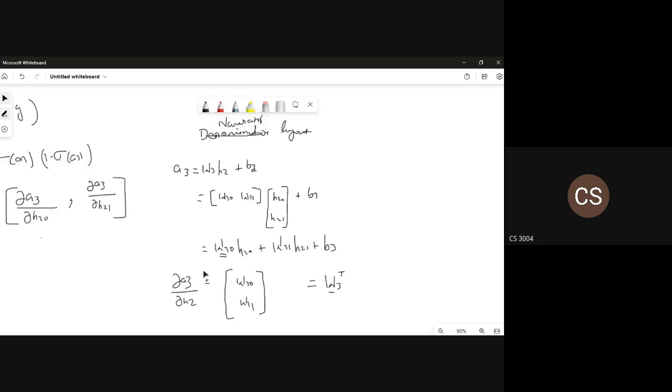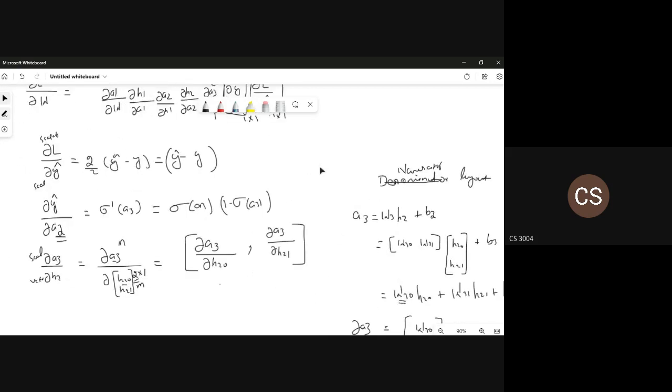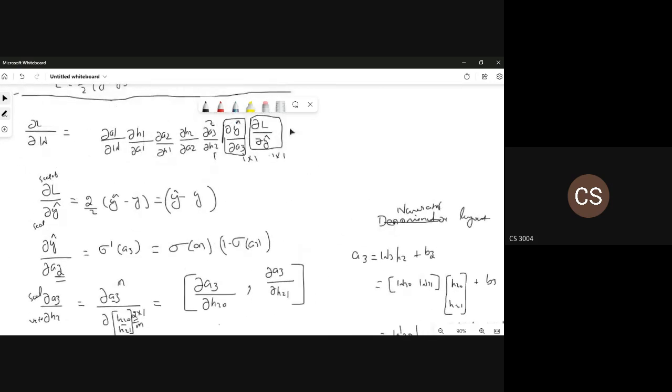Okay. So now we have computed dou A3. Maybe I'll use different colors. We computed this, and the dimension turns out to be 2 by 1, because the gradient is now a column vector. Okay, so now next I have dou H2 by dou A2. Let me write it down.